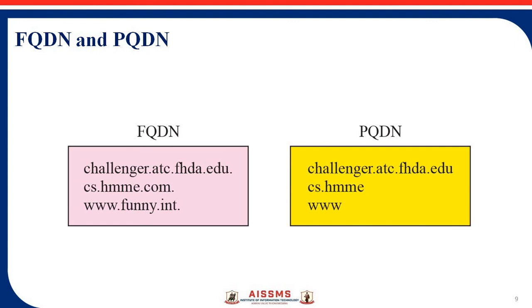The DNS client normally holds a list of suffixes. The following can be a list of suffixes for a DNS client at a college. That means here atc.fhda.edu, or you can add cs.hmme. The null suffix defines nothing. This suffix is added when the user defines the fully qualified domain name.